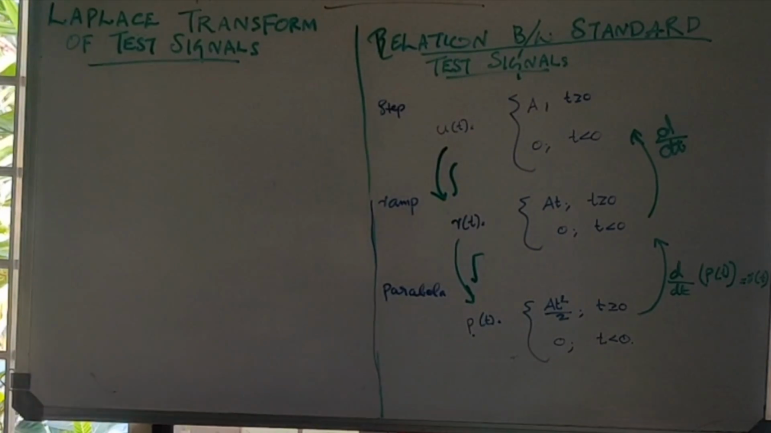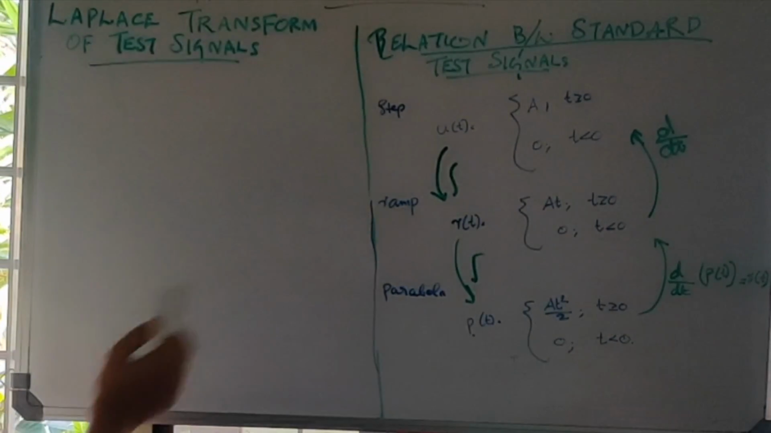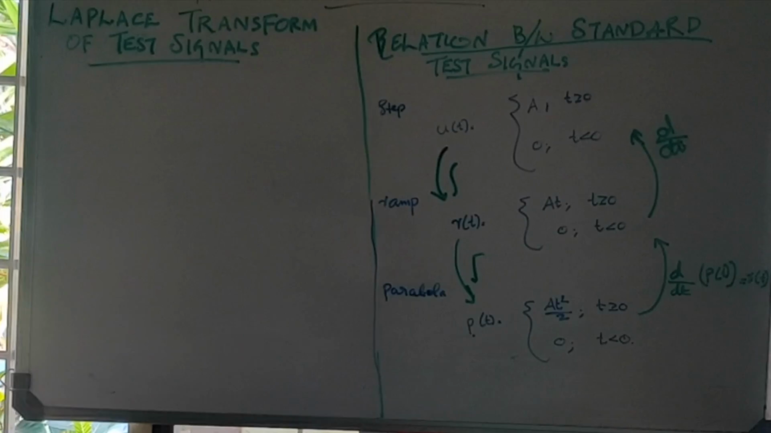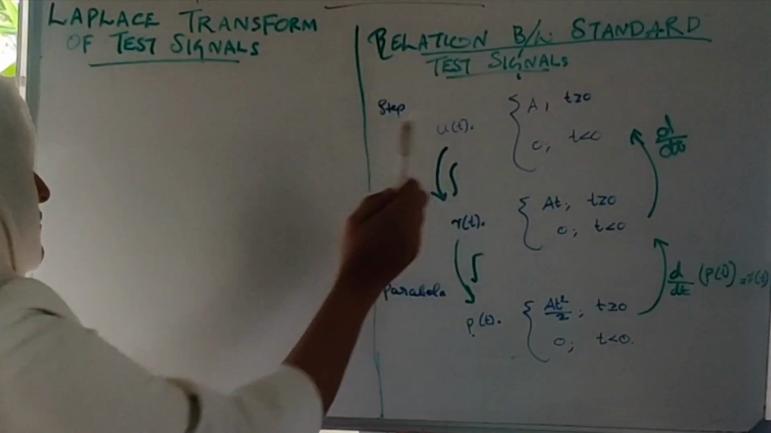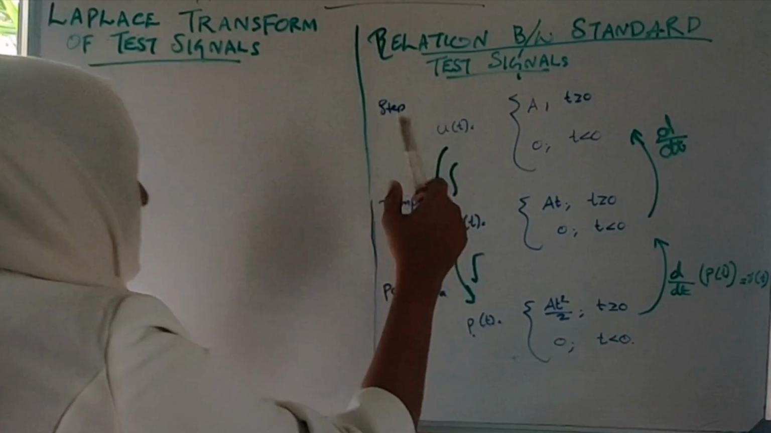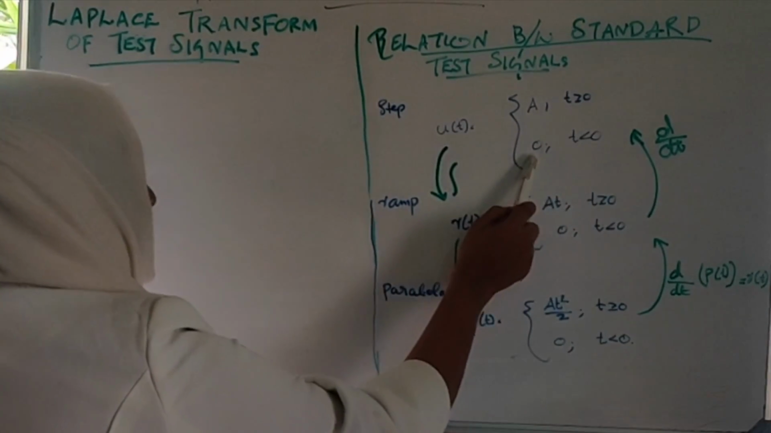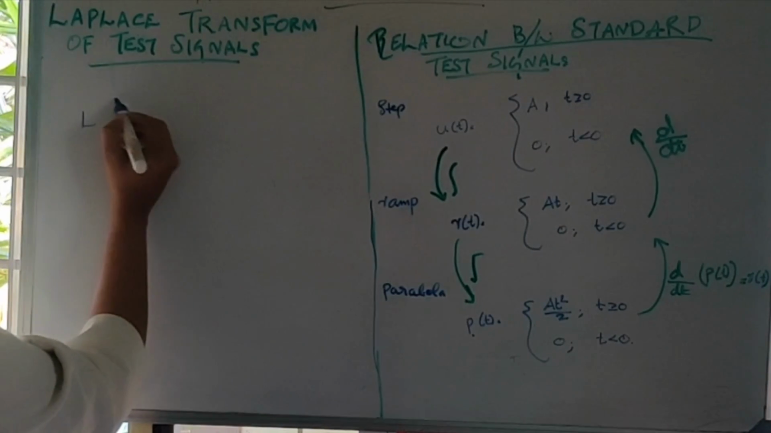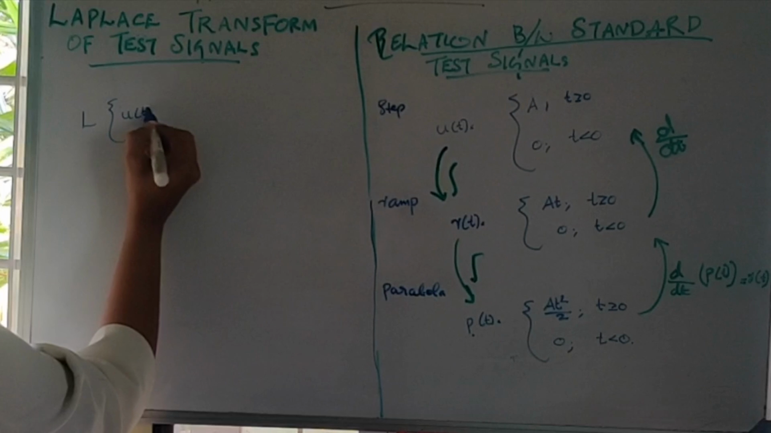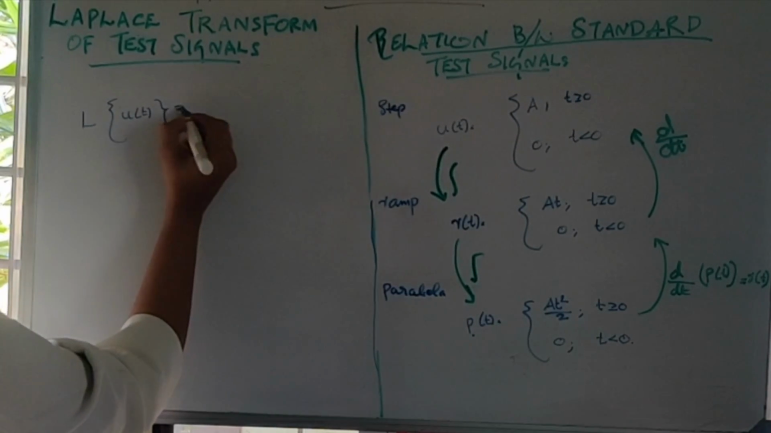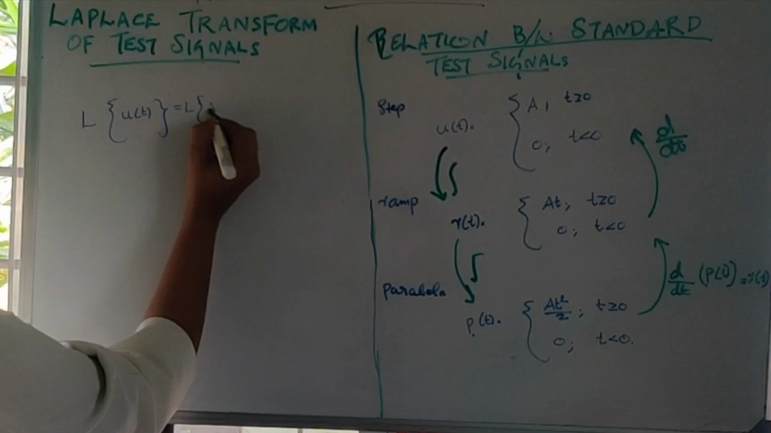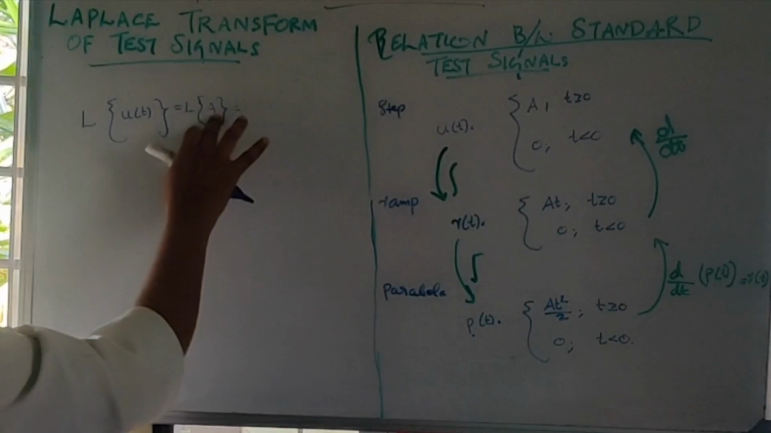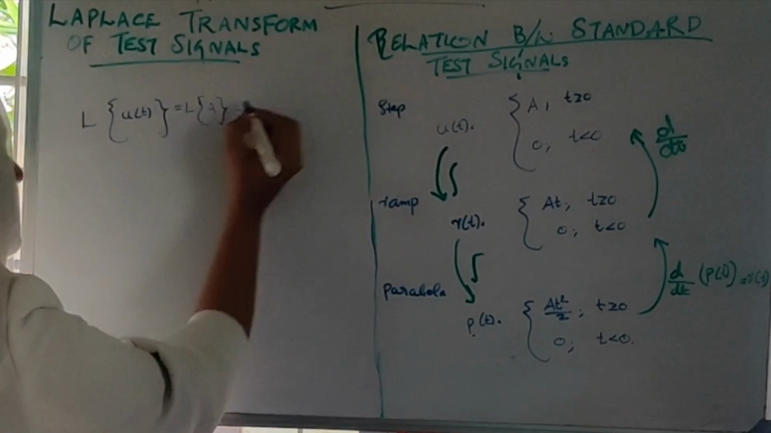So the next topic is the Laplace transform of test signals. Let us take the same three signals: step, ramp and parabolic. We know the step signal is u of t equal to a constant A for all t greater than or equal to 0, and 0 when t is less than 0. When we take the Laplace transform of u of t, that is the Laplace transform of A, we know the Laplace transform of a constant is 1 by s. So this is A by s.